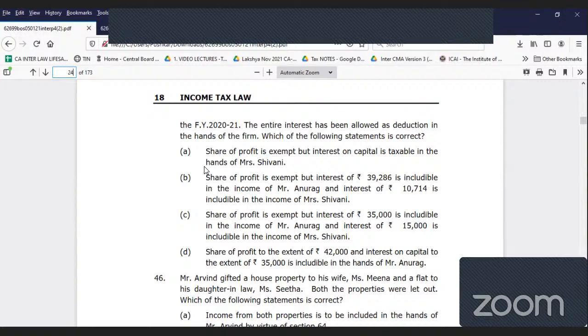What are the options? Option A, share of profit is exempt, but interest on capital is taxable in the hands of Mrs. Shivani. Option B, share of profit is exempt, but interest of rupees 39,286 is includable in the income of Mr. Anurag, and interest of rupees 10,714 is includable in the income of Mrs. Shivani. Option C, share of profit is exempt, but interest of rupees 35,000 is includable in the income of Mr. Anurag, and interest of rupees 15,000 is includable in the income of Mrs. Shivani. Option D, share of profit to the extent of rupees 42,000 and interest on capital to the extent of 35,000 is includable in the hands of Mr. Anurag.